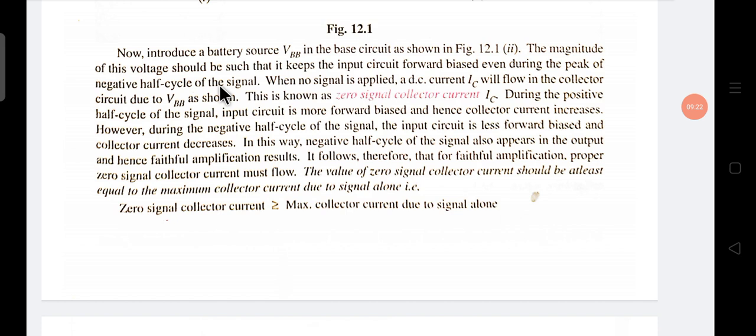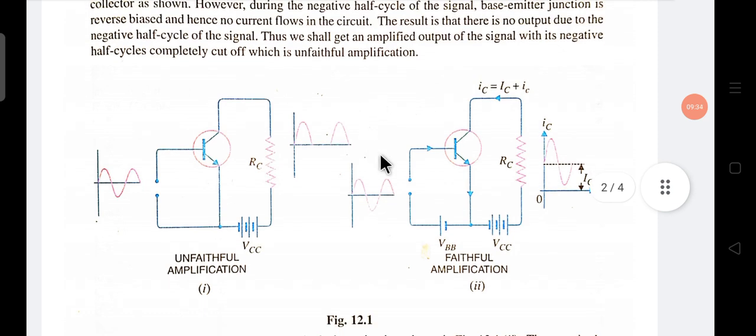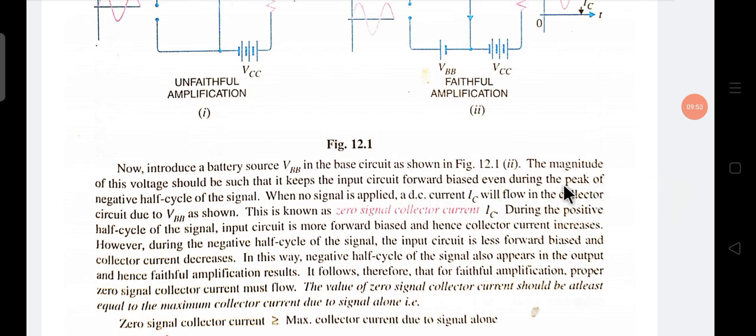of the negative voltage. When no signal is applied, a DC current IC will flow in the collector circuit due to the VBB. That means when there is no signal given, due to this VBB the input circuit is forward biased, so a small current flows in the IC. When there is no signal applied, a DC current IC is flowing in the collector circuit due to the VBB as shown in the figure. This is known as zero signal collector current.